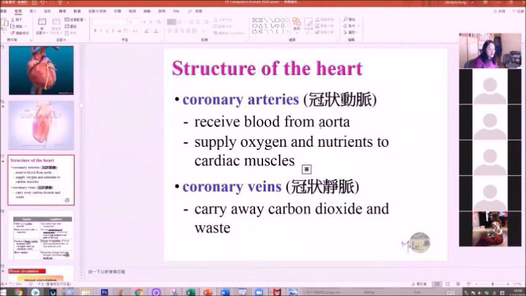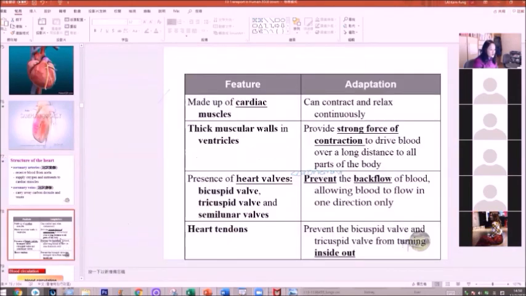Coronary arteries branch from the aorta and supply oxygen and nutrients to cardiac muscle, that means heart muscle. Coronary veins carry carbon dioxide away. So the function of the heart has these features. First of all, it is made up of cardiac muscle, which can contract and relax continuously. We have seen this last lesson. It has a thick muscular wall because it has to generate great pressure, a strong force of contraction, to pump blood a long distance. And then we have heart valves to prevent backflow and heart tendons to prevent the heart valve from turning inside out.